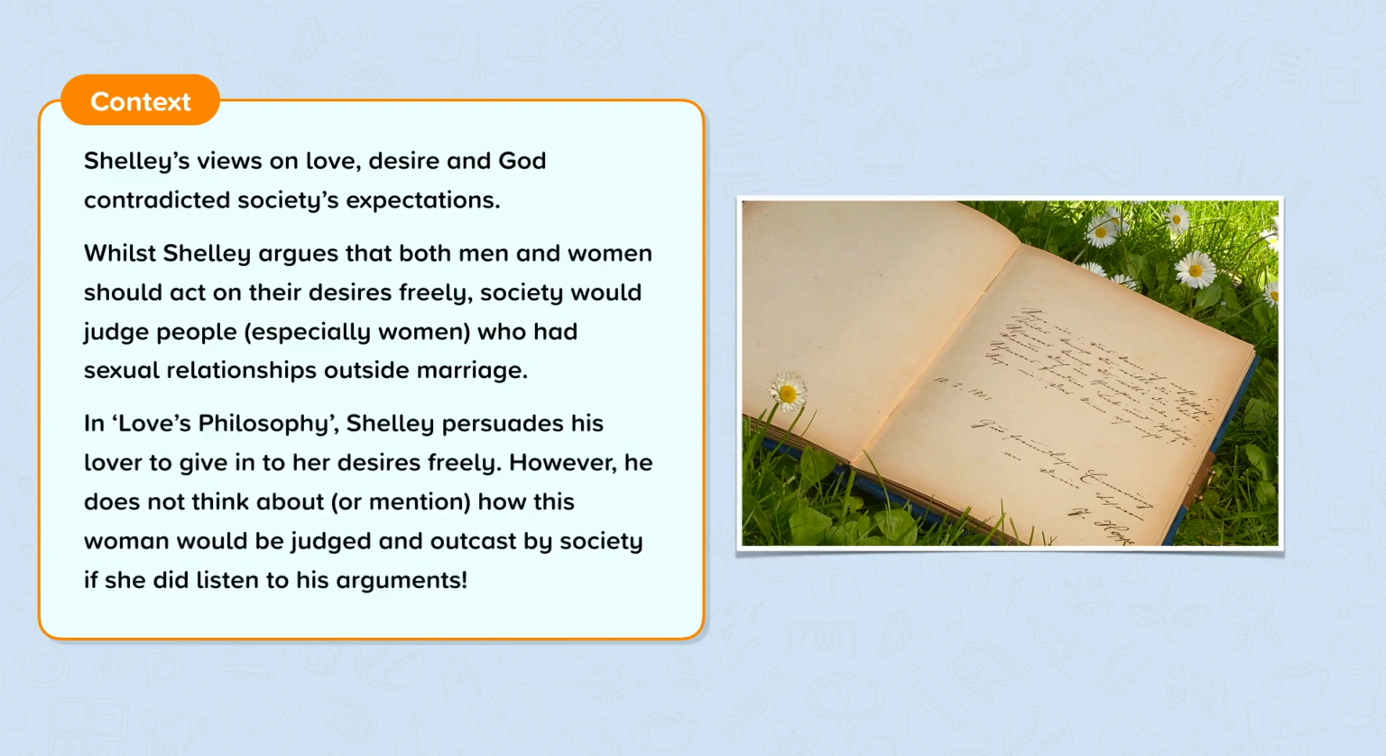In Love's Philosophy, Shelley persuades his lover to give in to her desires freely. However, he does not think about or mention how this woman would be judged and outcast by society if she did listen to his arguments.